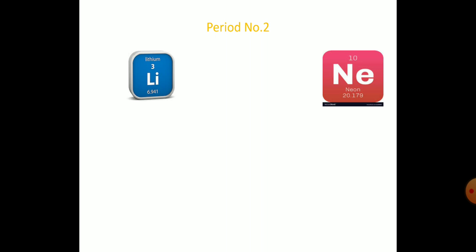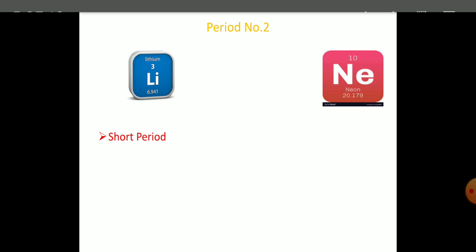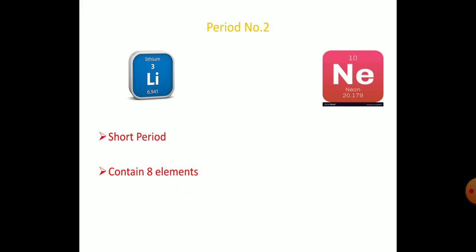Okay, so what are the elements of period number 2? Lithium, beryllium, boron, carbon, nitrogen, oxygen, fluorine and neon. Or shortly we can say the elements starting from lithium to neon. Then this period number 2 is called a short period. It contains how many elements? It contains 8 elements. Okay, the number of elements of period number 2 is 8.